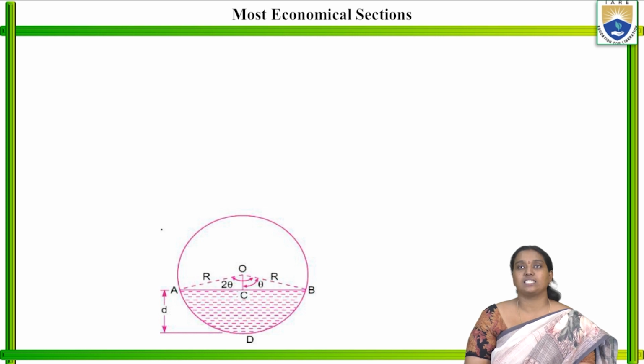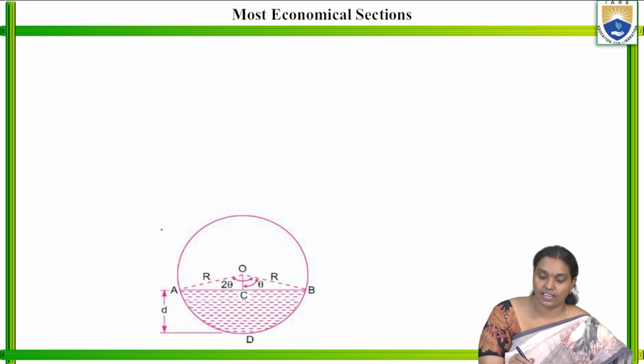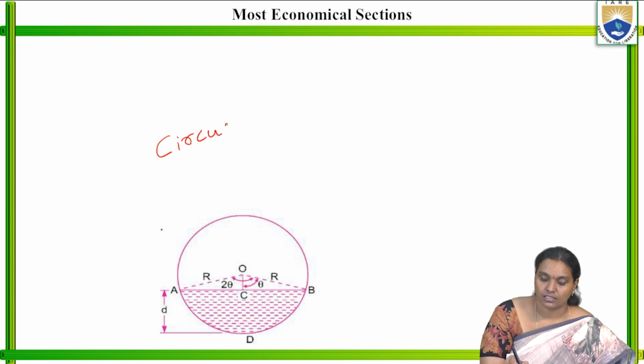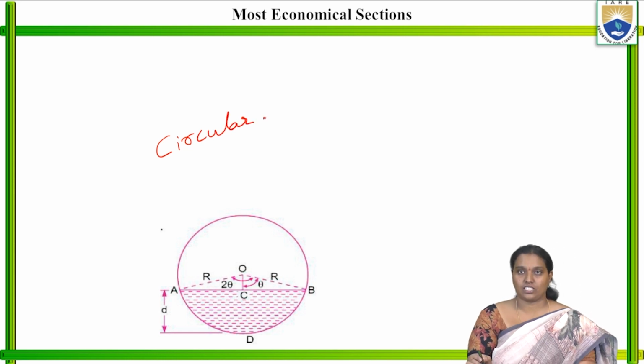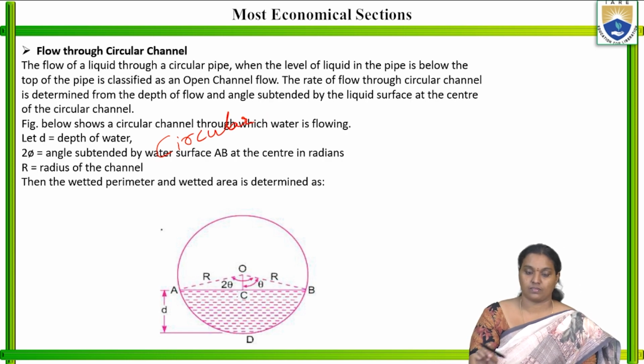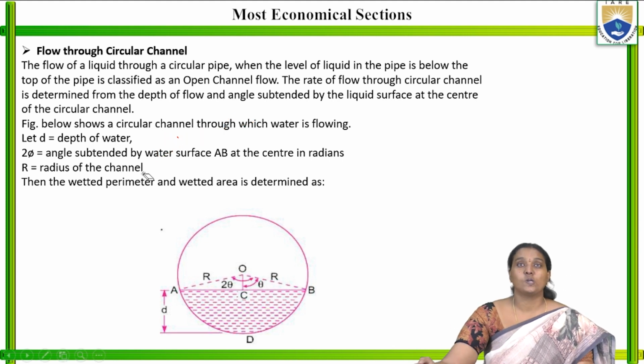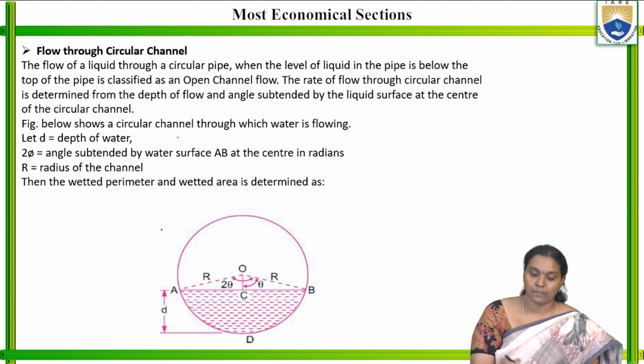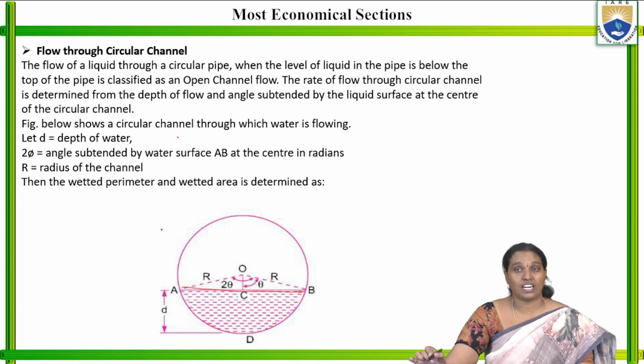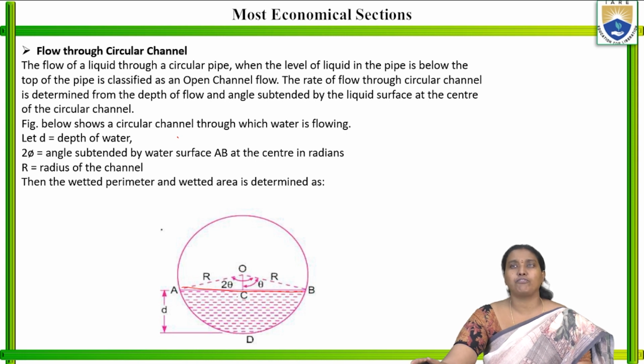Next is the most economical circular channel section. Flow through a circular channel: the flow of liquid through a circular pipe, when the level of the liquid in the pipe is below the top of the pipe, also comes under open channel flow. The rate of flow through a circular channel is determined from the depth of the flow and the angle subtended by the liquid surface at the center of the circular channel.